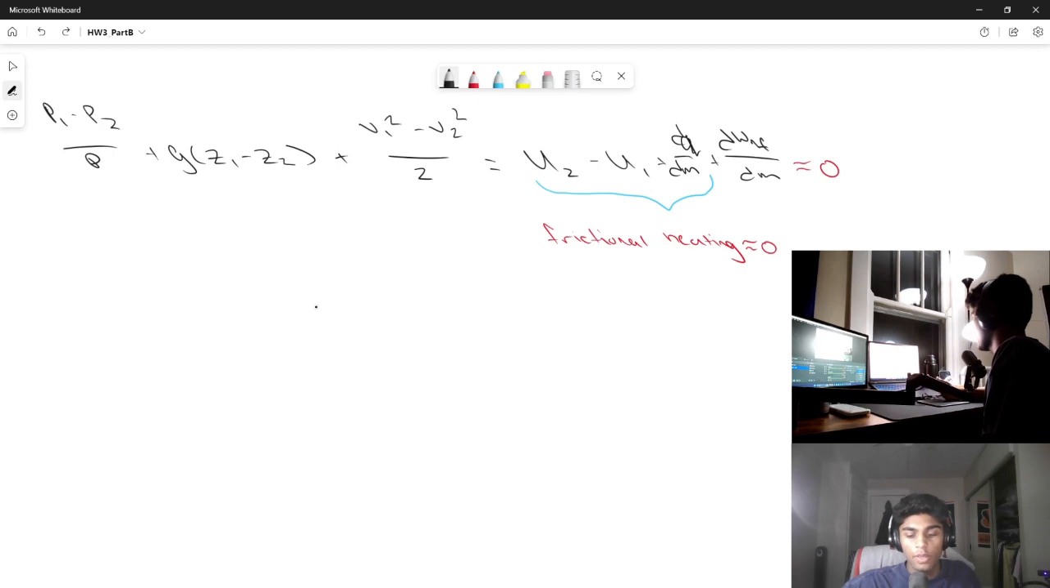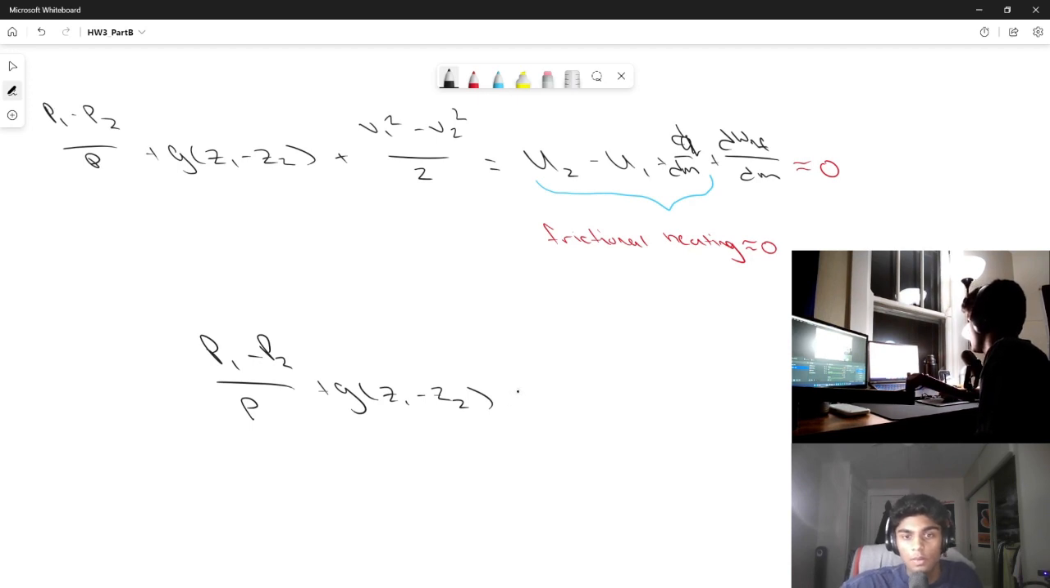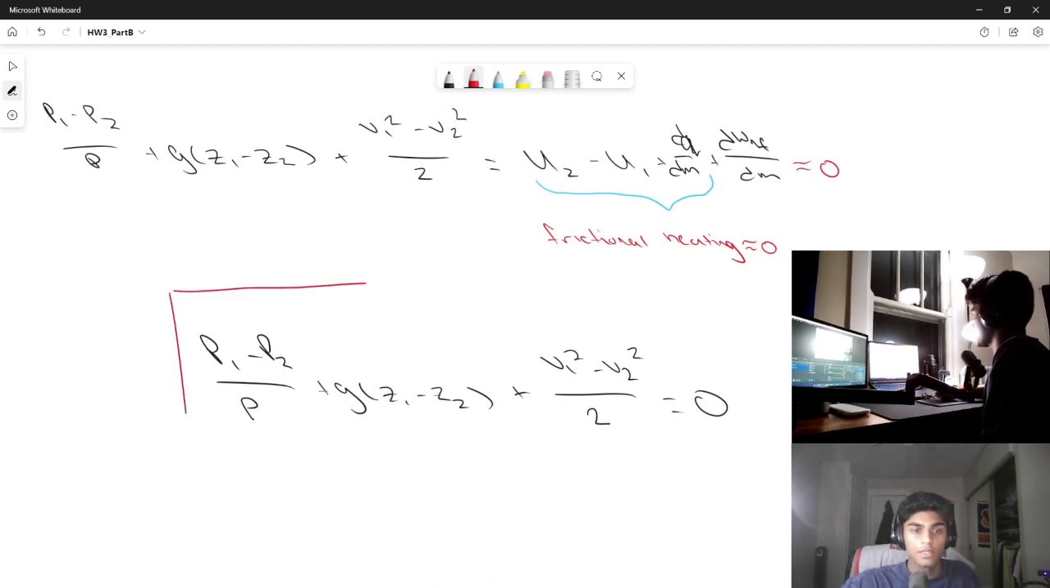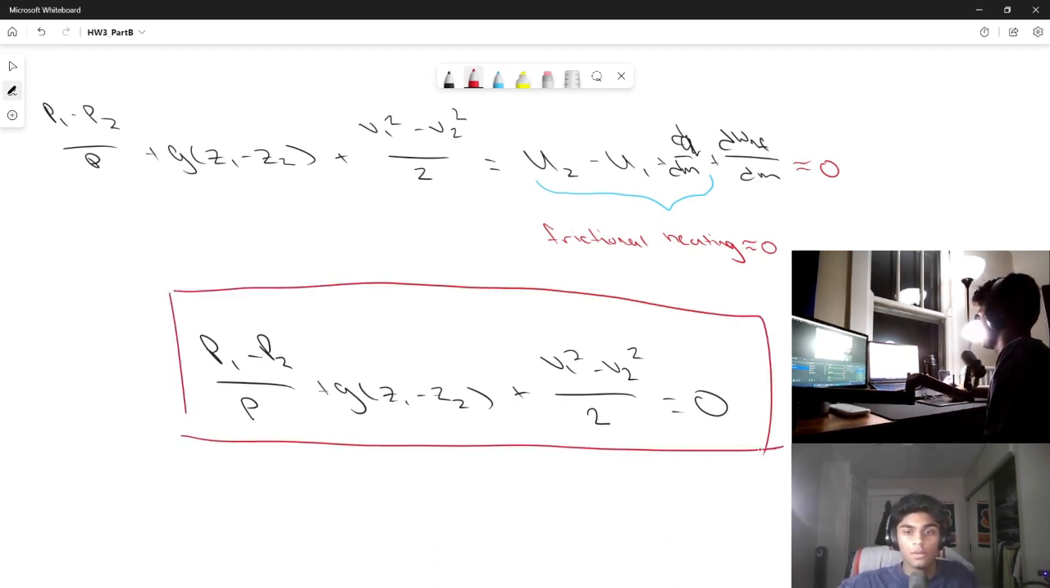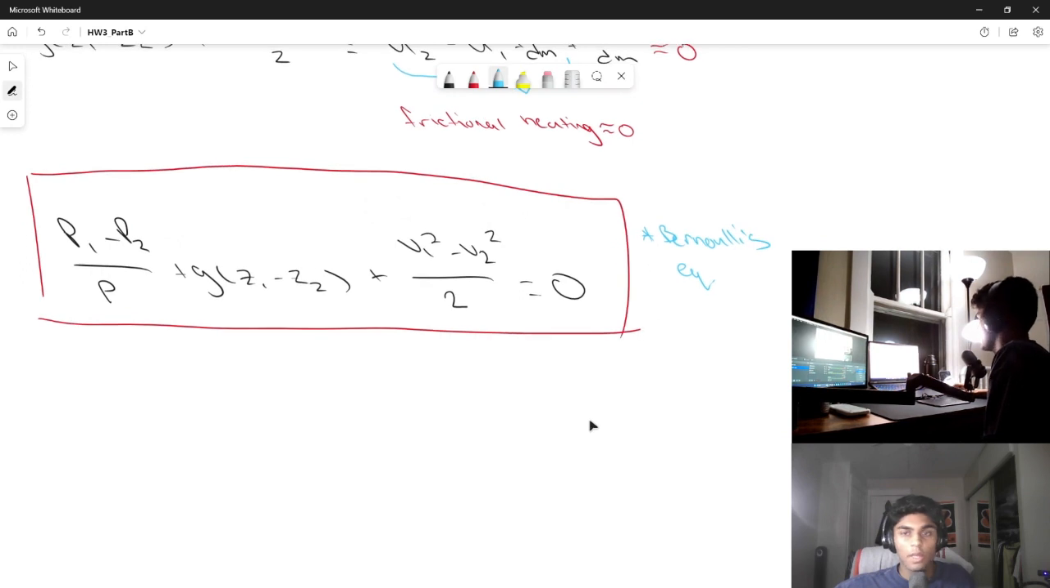So finally, what we have is (P1 minus P2) over rho plus g(Z1 minus Z2) plus (V1 squared minus V2 squared) over 2 equals 0. And this, ladies and gentlemen, is Bernoulli's equation. And so that's part B2 done, nice and ready for us.